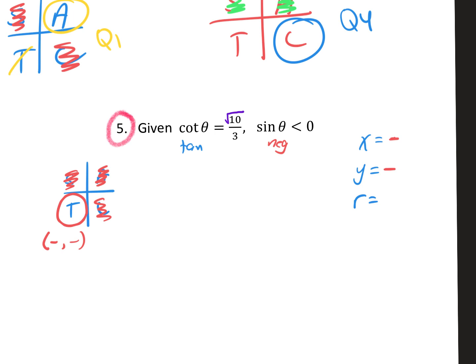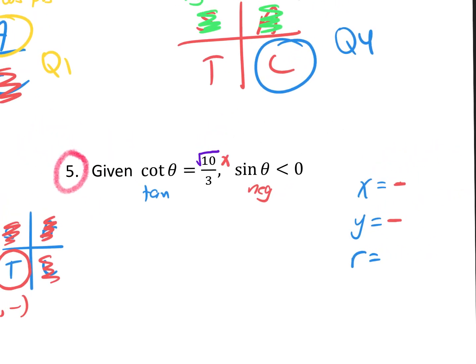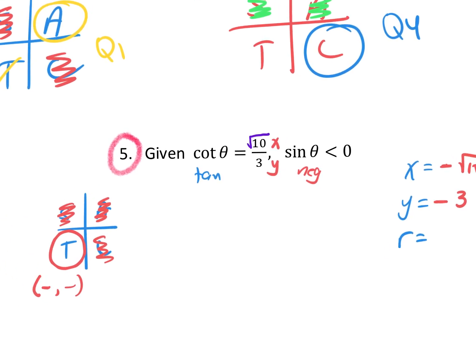So think about what cotangent tells you. Cotangent is what over what? X over y. So your x is negative root 10, and your y is negative 3. Now, the rest of this problem is super easy. How do you figure out what the r is?